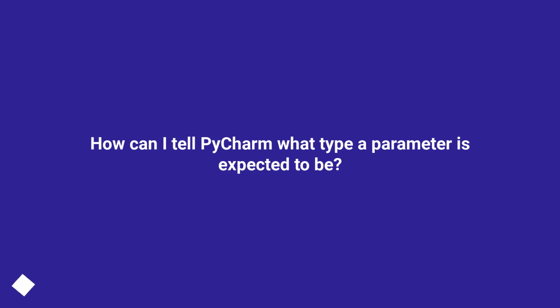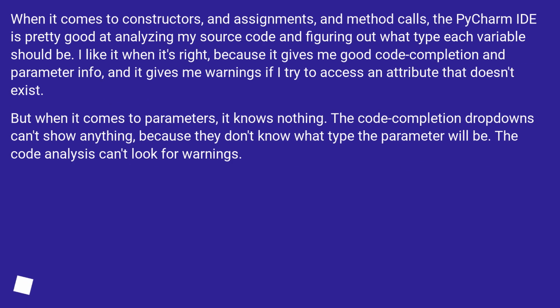How can I tell PyCharm what type a parameter is expected to be? When it comes to constructors and assignments and method calls, the PyCharm IDE is pretty good at analyzing my source code and figuring out what type each variable should be. I like it when it's right, because it gives me good code completion and parameter info, and it gives me warnings if I try to access an attribute that doesn't exist.